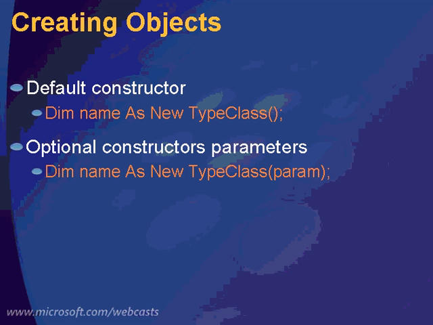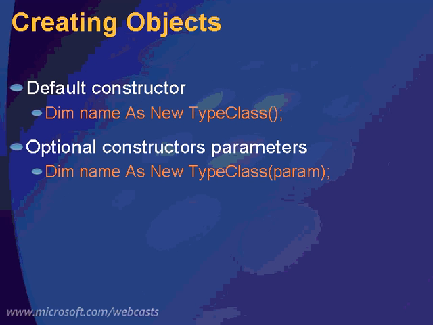So, creating an object in Visual Basic.NET utilizing a default constructor, we simply declare name, in this case our variable name, as New, using the New keyword to create an instance of our class, and then whatever the name of the class is, open and close parentheses. And there are no semicolons here. It's a different language. In Visual Basic.NET we don't need those semicolons, so I apologize for the typo on the slide deck.